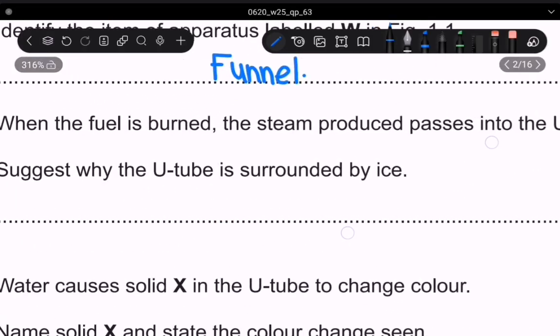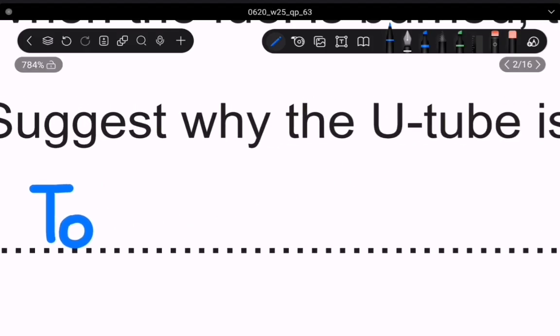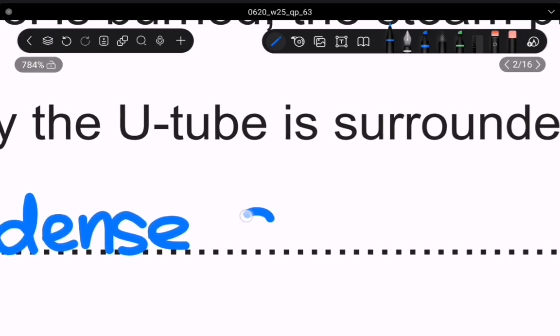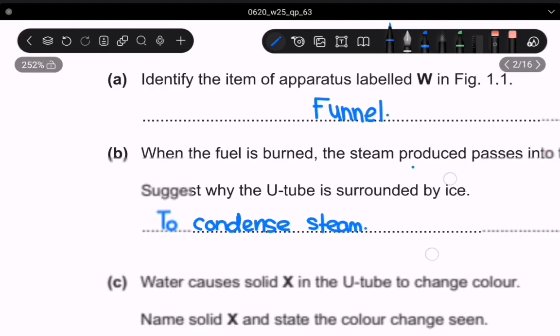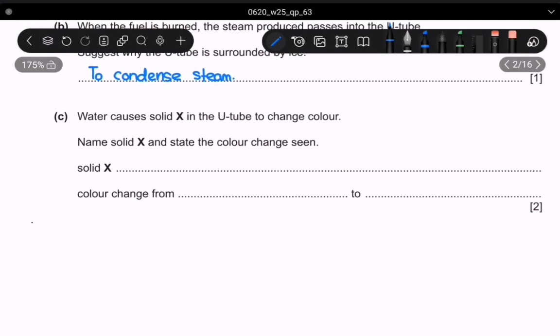So we're going to write to cool or to condense steam. This is how you can explain it. Why are we doing it? To condense steam so that it can be converted into a solid, which is called solid X, which we'll find out soon. Water causes solid X in the U-tube to change color.